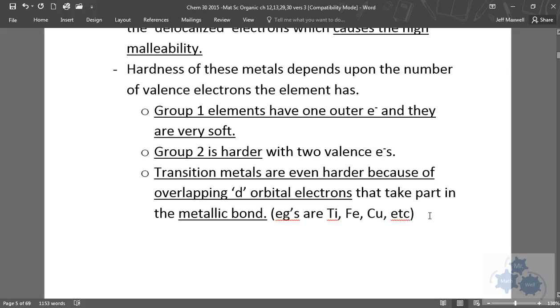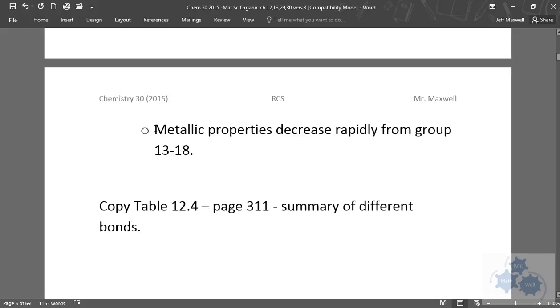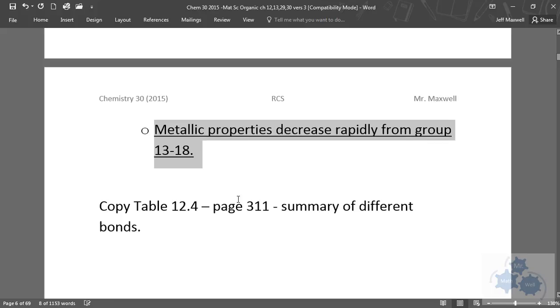Okay, questions? The thing that I want you to write down here for these notes is that the metallic properties decrease rapidly from groups 13 to 16. So group 13 to 16, if we take a look back at the periodic table, I'll give you a chance to write that down in a second.